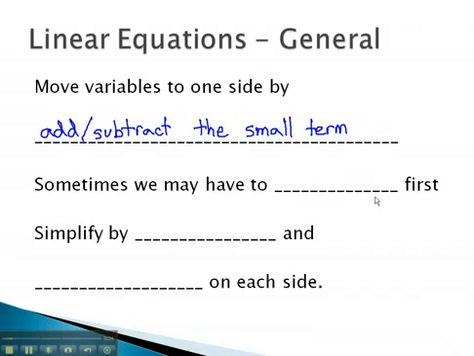Once the variable is only on one side, we can begin to move the numbers away from that variable to solve for x. However, before we move the variable to one side, sometimes we may have to simplify first. We can simplify by distributing and combining like terms.